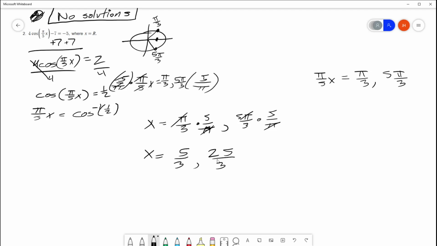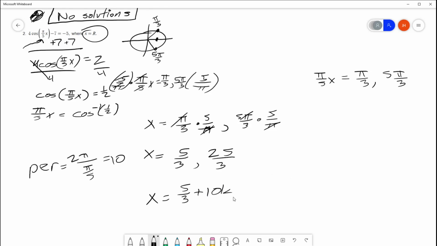And now I'm going to look at my domain. Remember, my domain was all real numbers. So I need to do that general solution. Now be careful here, guys. I'm not going to use 2 pi. Why am I not going to use 2 pi? Because my period's not 2 pi. Look at the b value. The b value was pi over 5. So my period would be 2 pi divided by pi over 5, which is 10. So I should do x is 5 thirds plus 10k, or 25 thirds plus 10k.